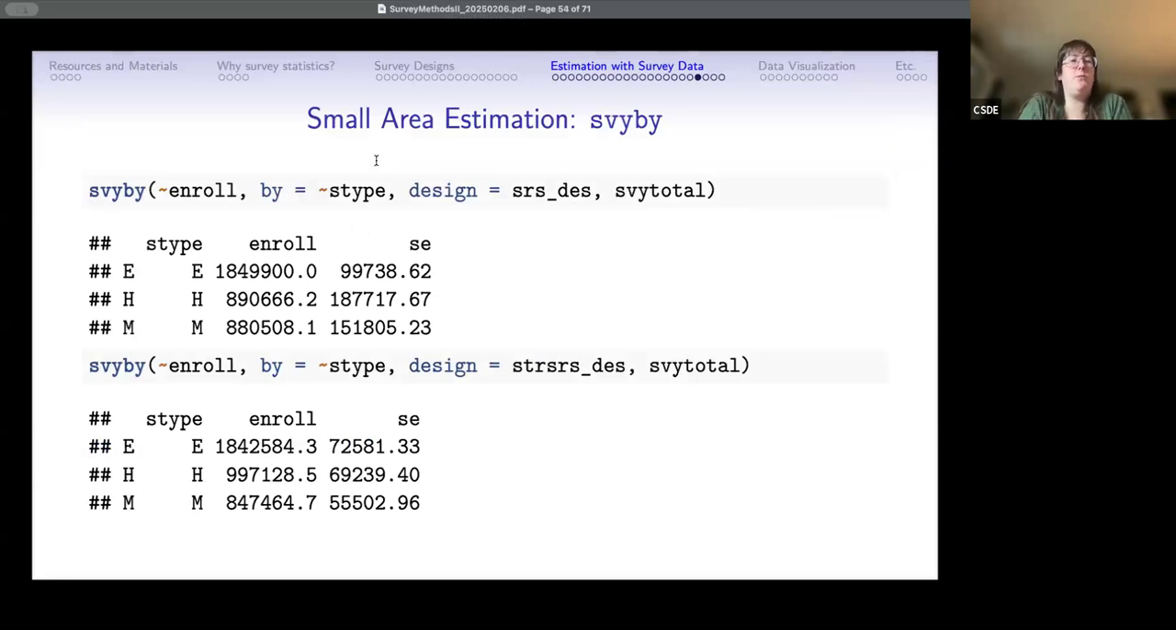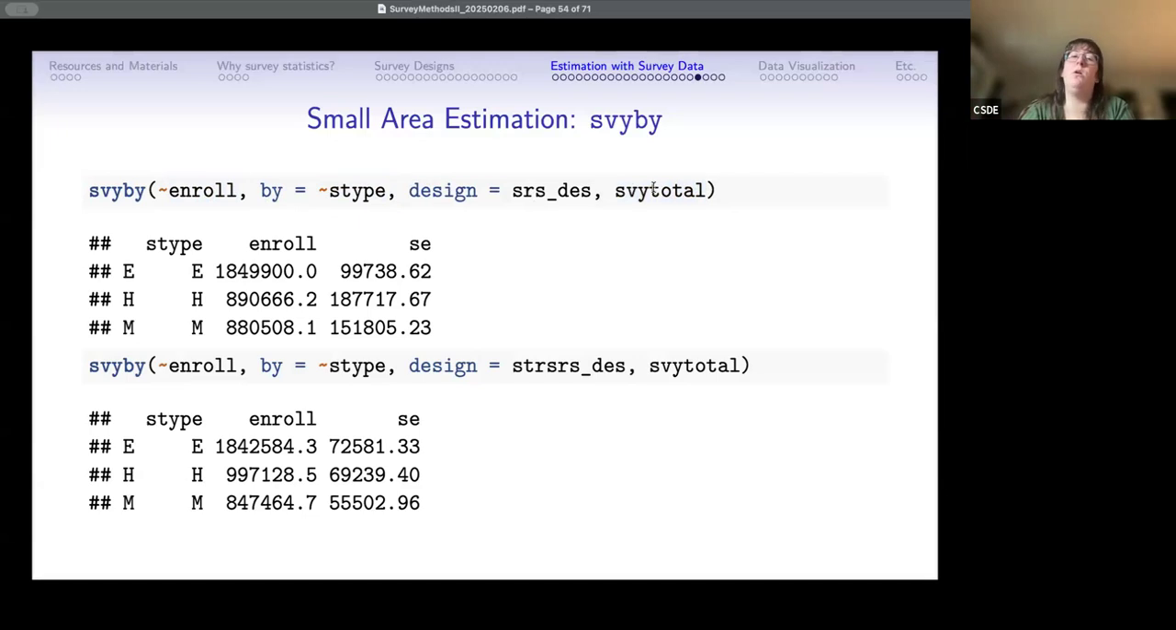For small area estimation, there's a really handy function called survey by, and it takes as its first argument, just like survey mean and survey total and survey CI prop, the variable that you want to estimate something about in the population, whether it's the total, the mean, or the proportion. And then its second argument is by, and it takes a formula over some categorical variable whose individual levels or subgroups of your sample we're going to get population estimates for. Then we pass the design object that we're going to use, and then we pass the survey function that we want to use to estimate.